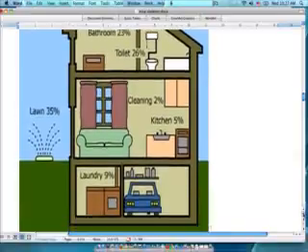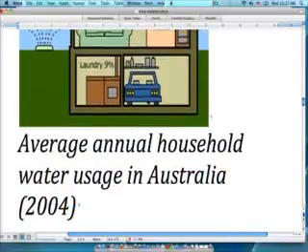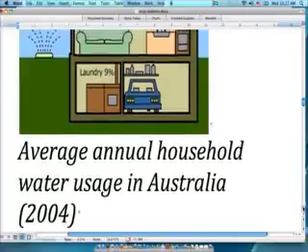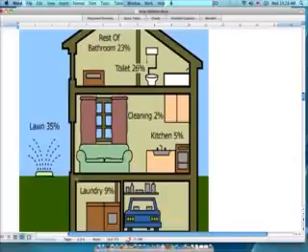Now before we go to the details, let's read the description of the diagram. It says the average annual household water usage in Australia for the year 2004. So if we look at the diagram, we can see that for the lawn, 35% of overall water usage was used here. The bathroom is 23% plus toilet 26%, so that's 49% in total.